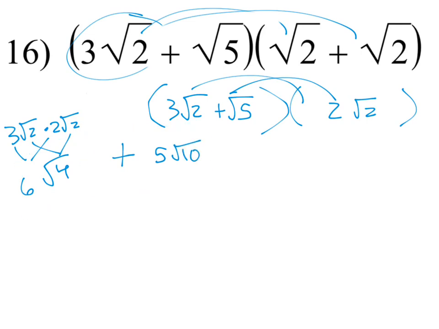The square root of 4 is 2, so this turns into 12. And then inside here, the 10 is just 5 times 2, and those aren't a pair, and they don't factor anymore. So the right part actually just stays the same.